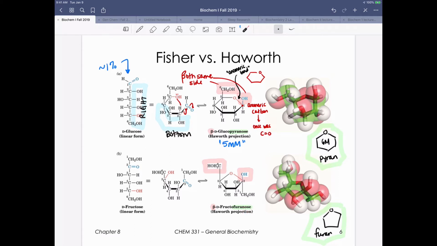OSE reminds us that we have sugars. Furanose sugars are 5-membered rings. Pyranose sugars are 6-membered rings. When we think about the difference between what the configuration is on this anomeric carbon, we call these anomers. So again, this is a beta anomer. We'll see on the next slide an alpha anomer.